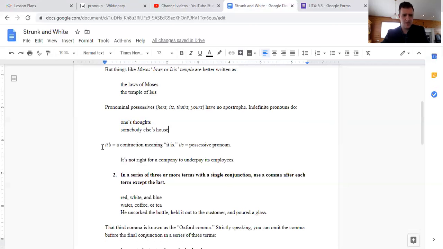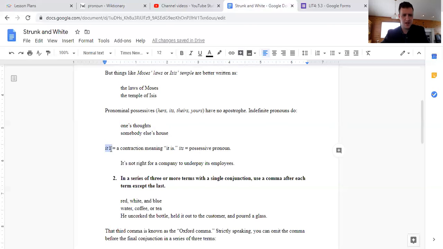And last one here, so it's with an apostrophe versus its with no apostrophe. You should not get this confused. It's a really, really bad thing to mess up. So it's with an apostrophe is a contraction, meaning it is. No apostrophe is the possessive pronoun. Here's an example sentence. It's not right for a company to underpay its employees. This first one is a contraction: it is not right for the company to underpay its employees, possessive.